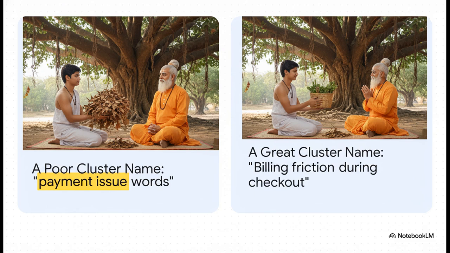Let's look at a really clear example. A lazy cluster name might just be "payment issue words." I mean, what do you do with that? It's not helpful. A great cluster name is operational. It tells a story: "billing friction during checkout." Now, that describes a specific user problem that a product team can actually go and solve.